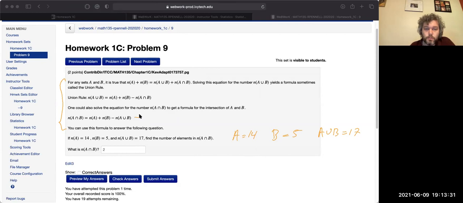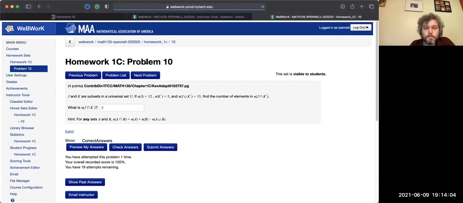We can use this version right here. So the number in A intersect B for my numbers would be 14 plus 5 minus 17, which I claim is 2. Okay. So the first part's just telling you the textbook union rule. Don't forget it. You'll need it for this problem. And then at the end, it actually gives you the numbers, and you will evaluate that. So yeah, hopefully that helps get you started on problem 9.